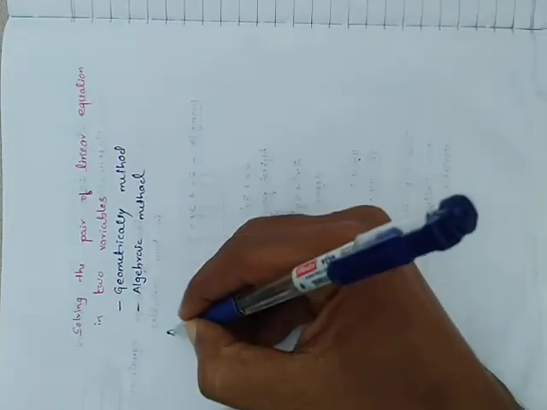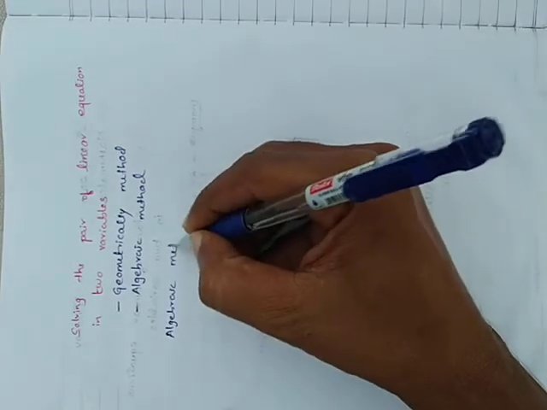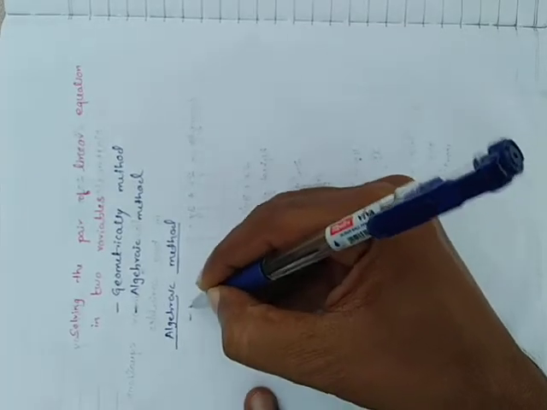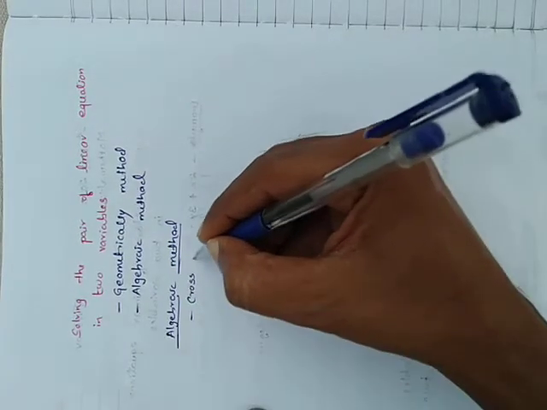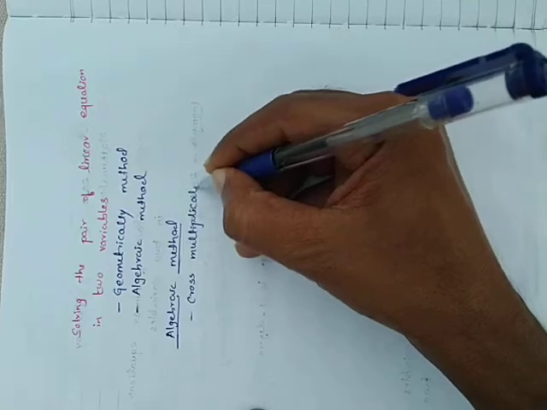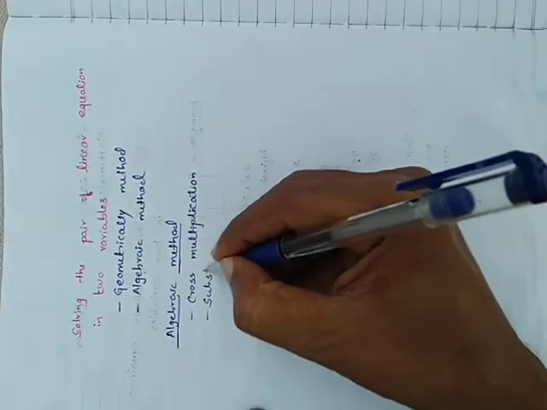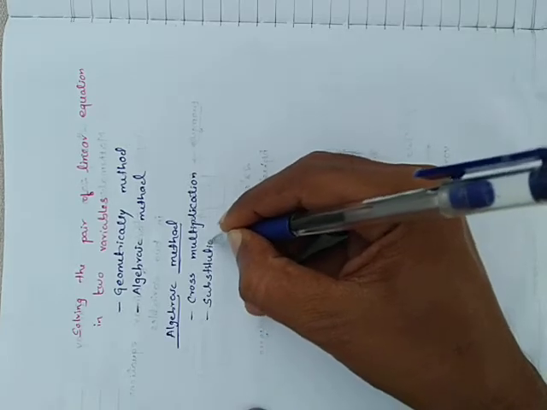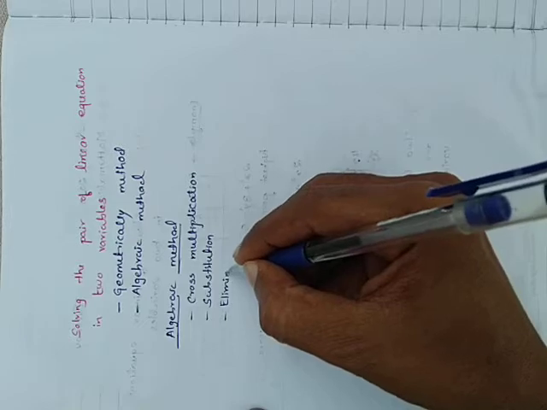Further, algebraic method can be solved in three ways: cross multiplication method, substitution method, and elimination method.